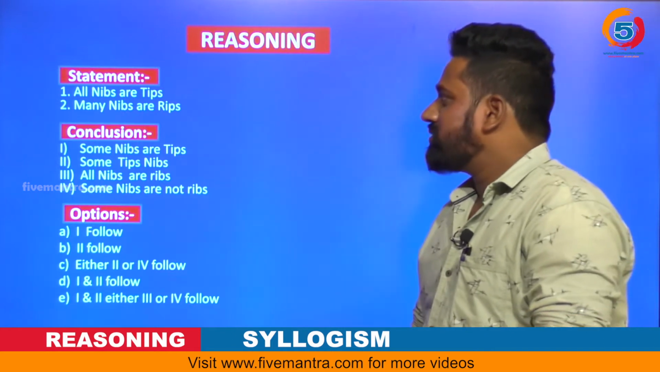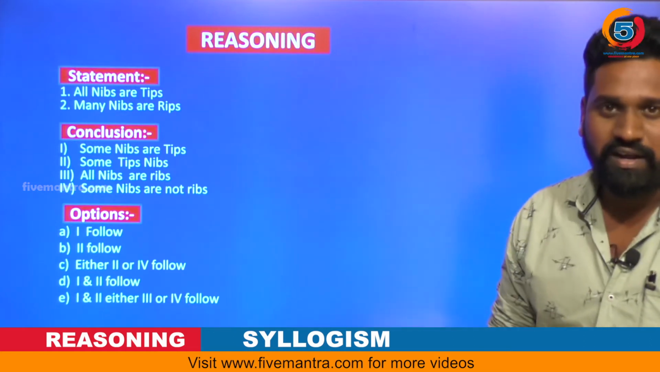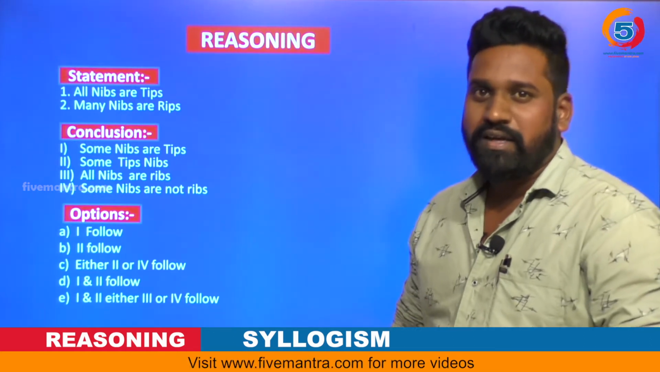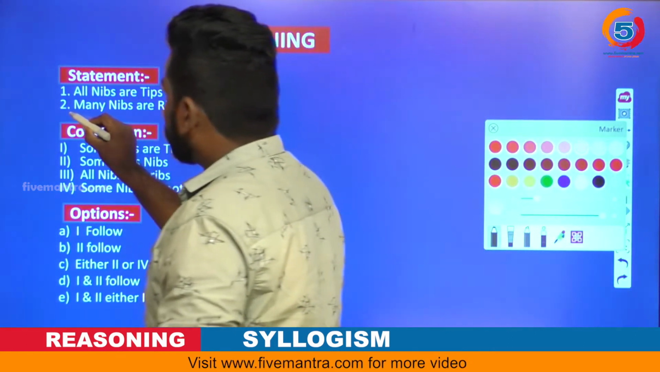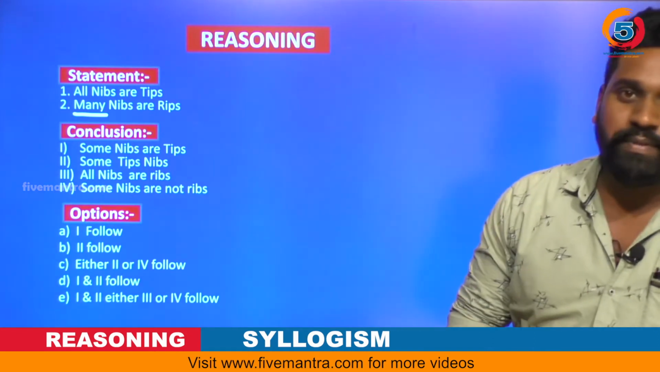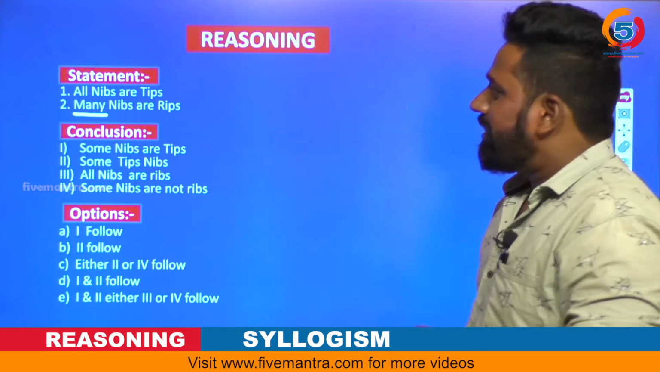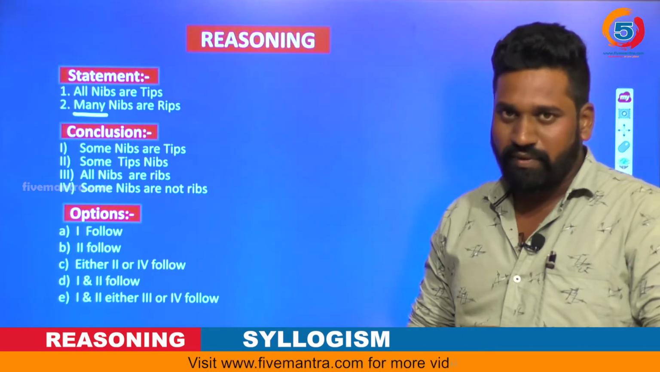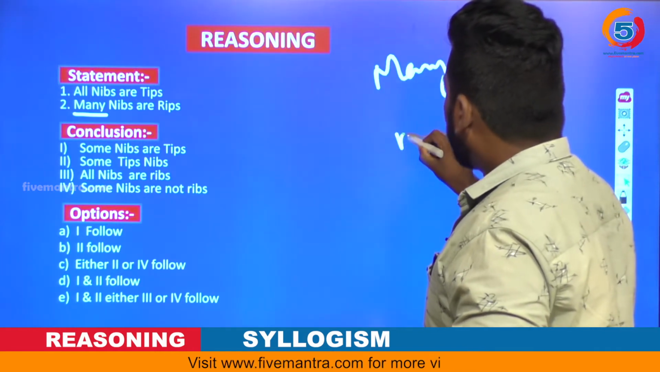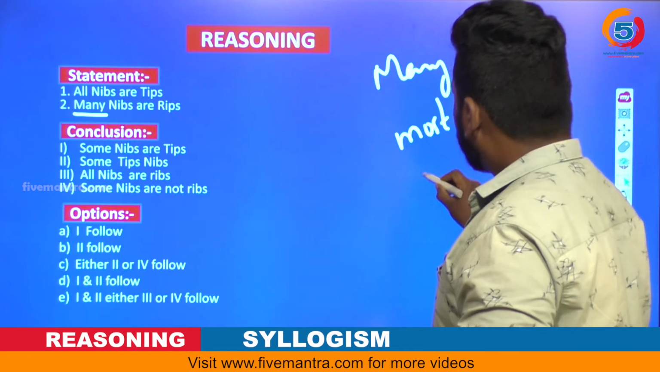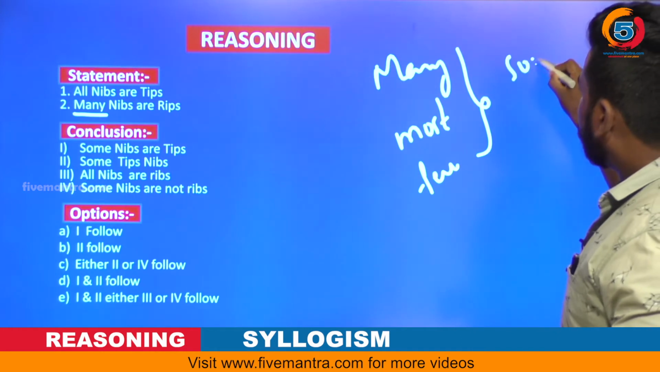In the same way, if you observe the second statement, many nips are rips is given. So instead of all, some, not, no, here one more different word is given, that is many. So what is the exact meaning of many? If you take many, most, few, this all indicates the word some.